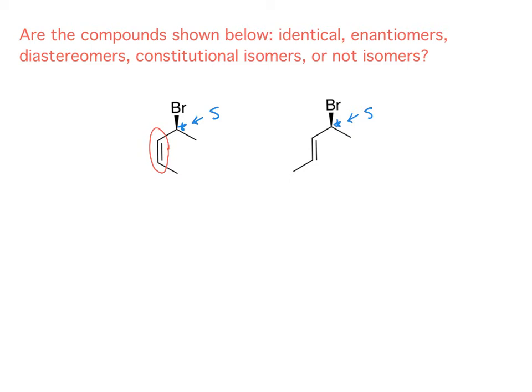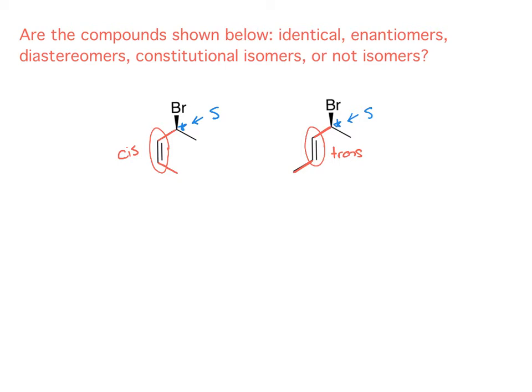In the first one, the two groups on the double bond, the two non-hydrogen groups, are on the same side, which makes this a cis double bond. On the second one, the two groups are on opposite sides, making this a trans double bond.